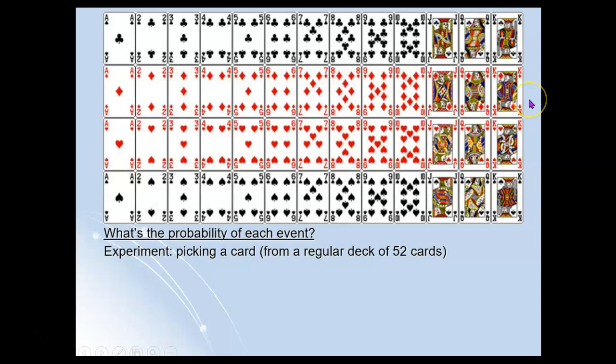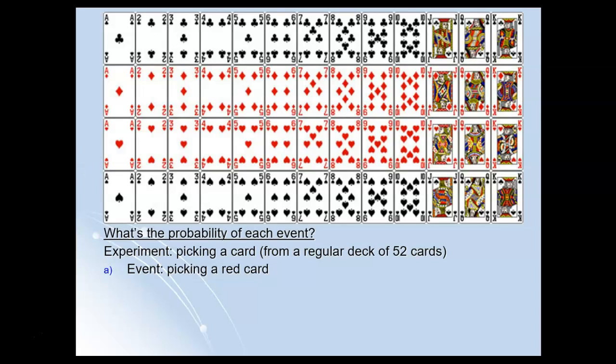Okay, another example. This time we are picking a card from a regular deck of 52 cards. And if you don't play cards much, a deck of cards looks like this. The cards are divided up into 4 suits: clubs, diamonds, hearts, and spades. And in each suit there's an ace, 2, 3, 4, 5, 6, 7, 8, 9, 10, jack, queen, and king. The clubs and spades are black and the diamonds and hearts are red. So every card is either a red card or a black card.